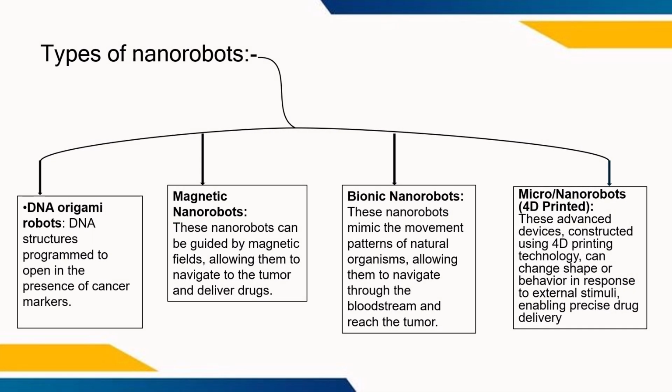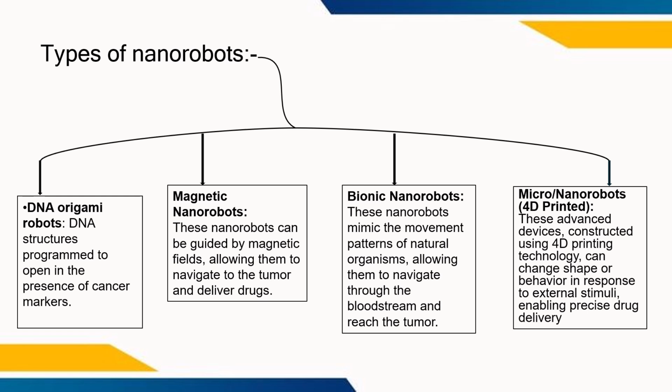So here are four types of nanorobots we're going to be talking about. First one is the DNA origami robots, where the DNA structures are programmed to open in the presence of certain cancer markers. Next is magnetic nanorobots. These nanorobots can be guided by a magnetic field, allowing them to navigate to the tumor and deliver the drugs.